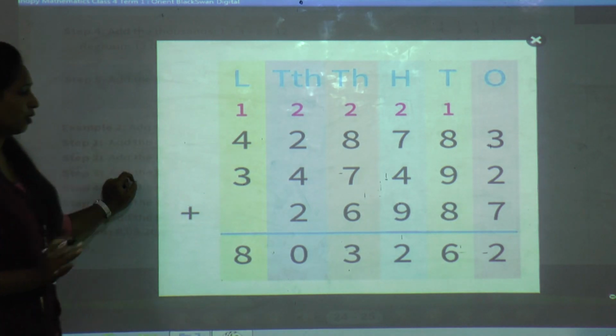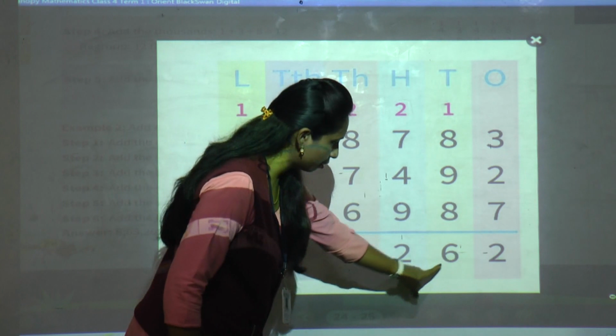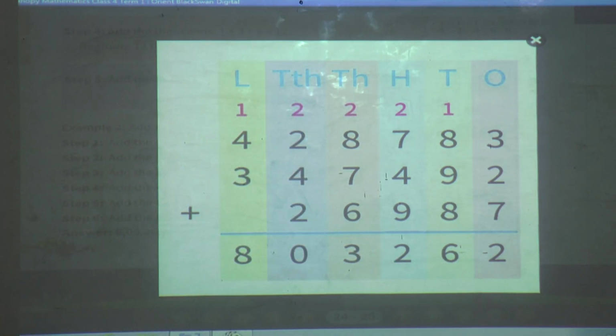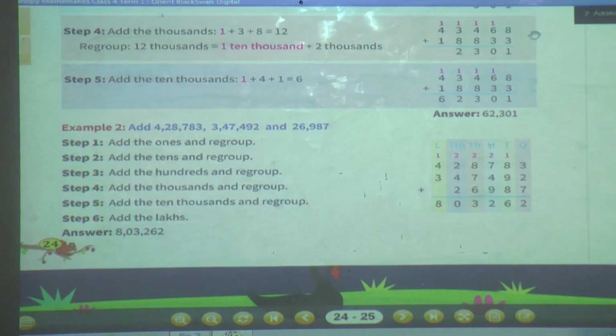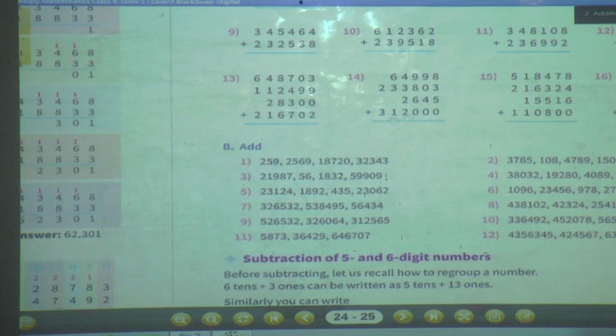Got it? So what is the answer we got here? 8 lakh 3,262. Understood everyone? The answer is 8 lakh 3,262. Now open page number 25.